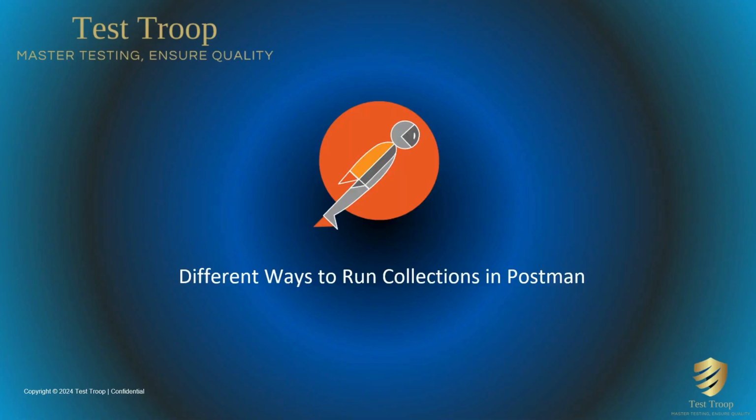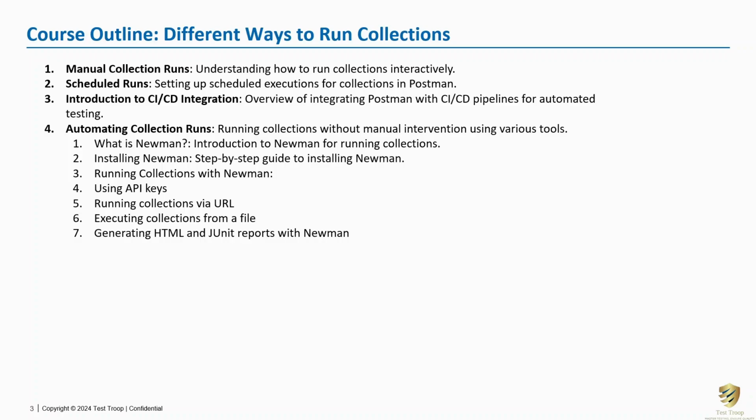Till now, we were running the requests one by one. In this tutorial, we will understand different ways to run collections in Postman, running the entire collection, not request by request. Here, we will explore the different ways to run collections in Postman, making your API testing more effective and efficient. We will start by running collections in Postman manually.